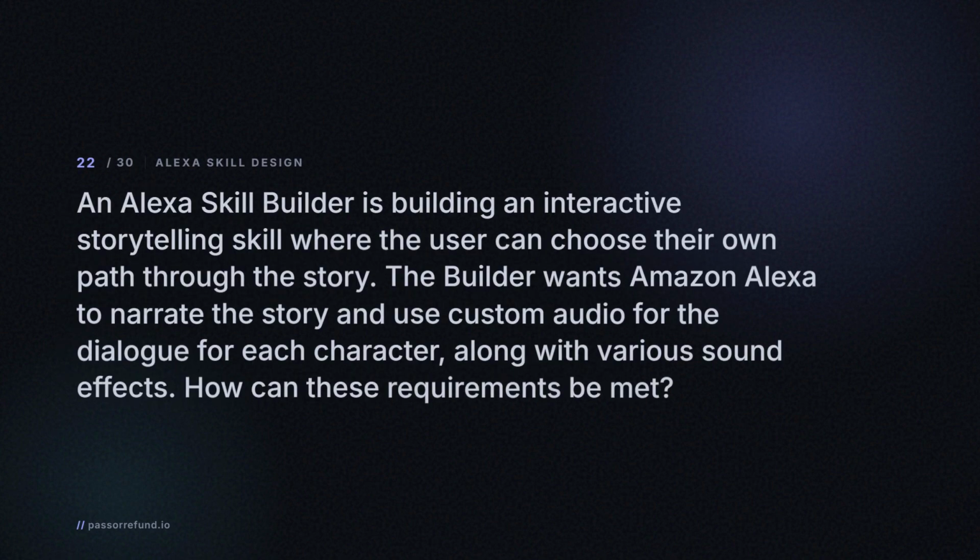Okay, let's move on. Imagine an Alexa skill builder creating an interactive storytelling skill where you get to pick your own path through the story. This builder wants Amazon Alexa to tell the story, but also wants to use unique audio for each character's dialogue, plus different sound effects. So, how can all of that be done?